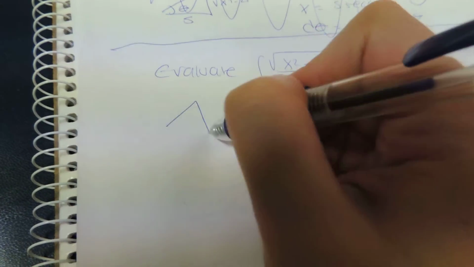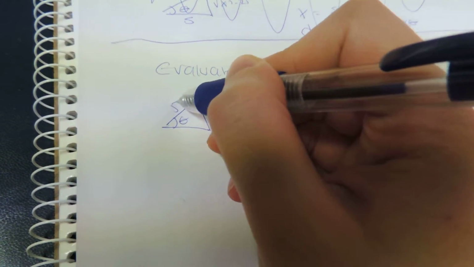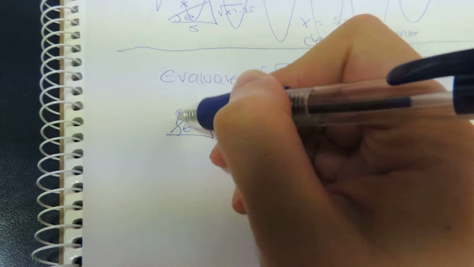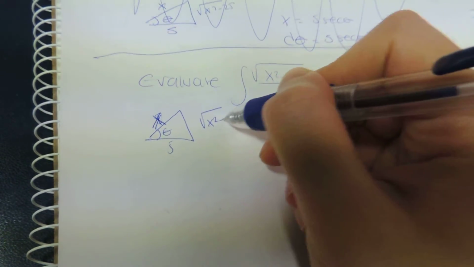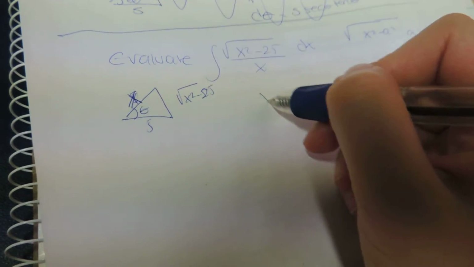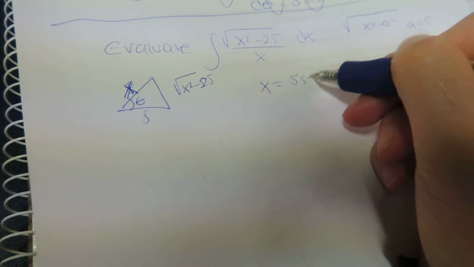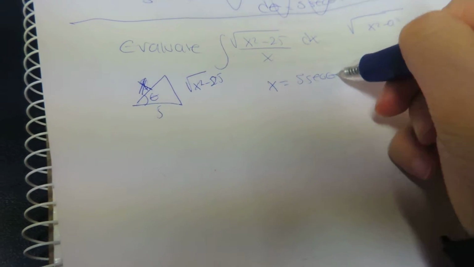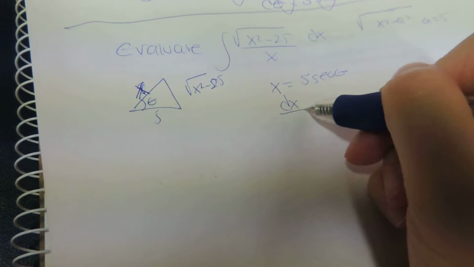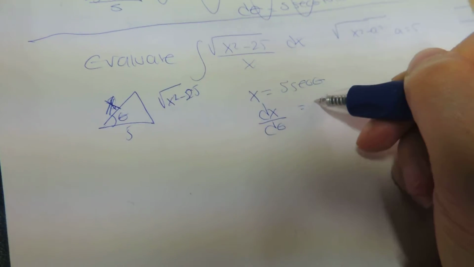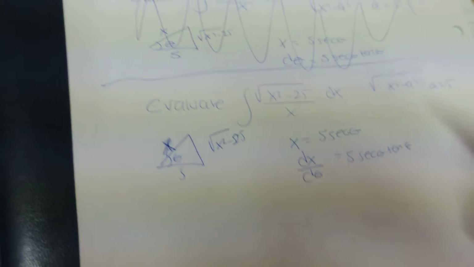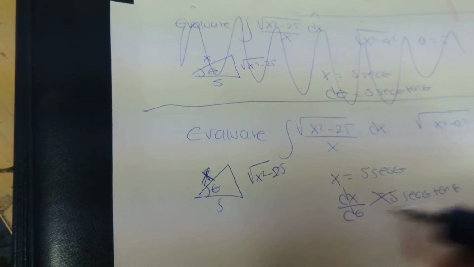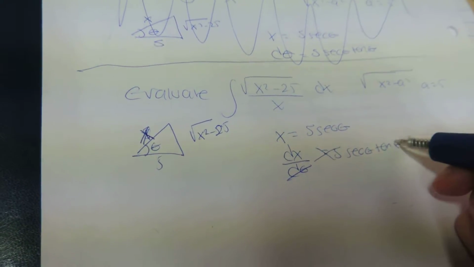So when you take the right angle triangle, this can be theta, this side can be x, and this side can be 5, leaving us with this being x squared minus 25. So when we want to take x, we can say that x is equal to 5 secant theta from the right angle triangle. So we want to take the derivative of this. We take dx by d theta is equal to 5, and the derivative of secant theta is secant theta tangent theta. So we can cross multiply this to get rid of dx and put d theta over here.